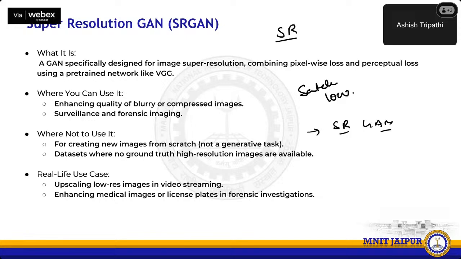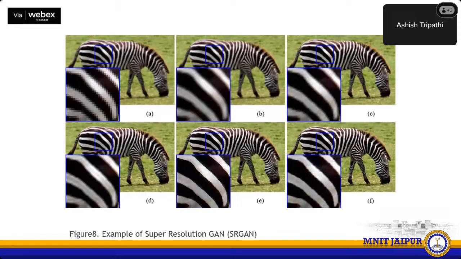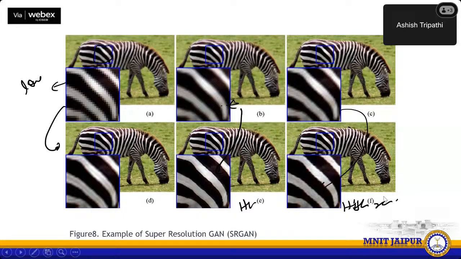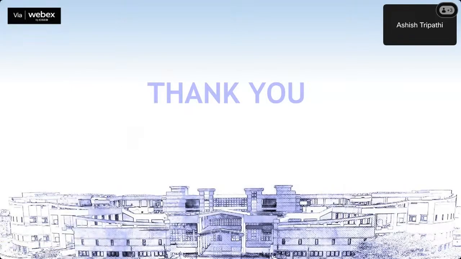If you want to see an example, I have cropped this image, which has low resolution, and I want to increase it. This is the low resolution image, and I have converted it to the high resolution image. Again, this is a low resolution image, and I have converted it to the high resolution image. So SRGAN is used to increase the resolution of low resolution images. These are some of the basic applications of generative adversarial networks.